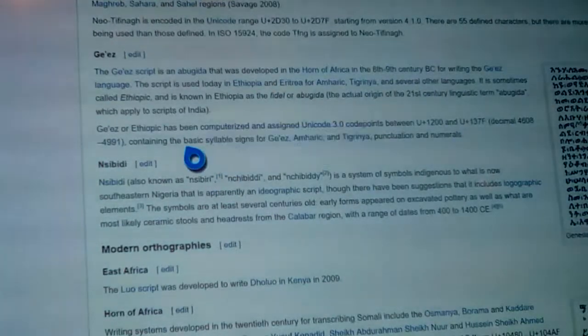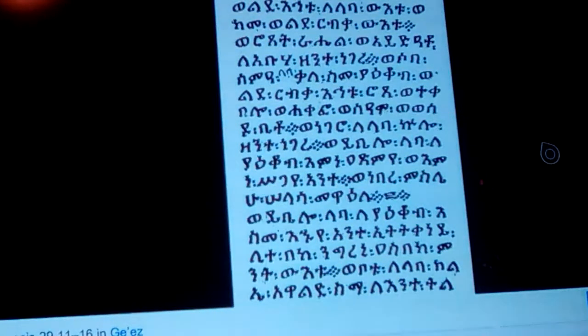Ge'ez or Ethiopic has been computerized now and assigned a Unicode, and so it gets basic symbols and everything and designs for it. Ge'ez, Amharic, and Tigrinya, punctuation and numerals, and here's the way that it looks, by the way. And they say that it was based on original ideograms and then on trading with people from India. And it somehow formed all this.